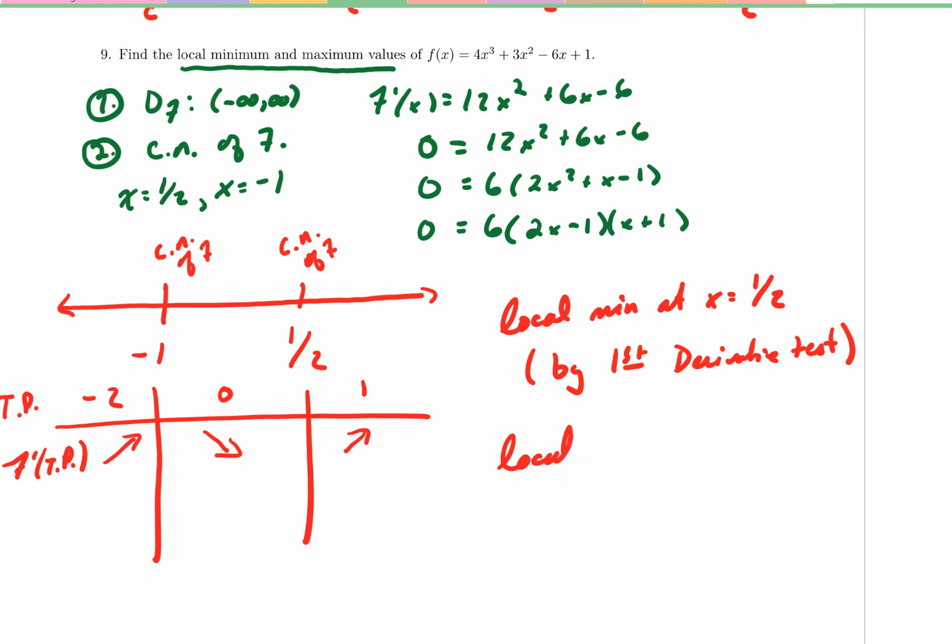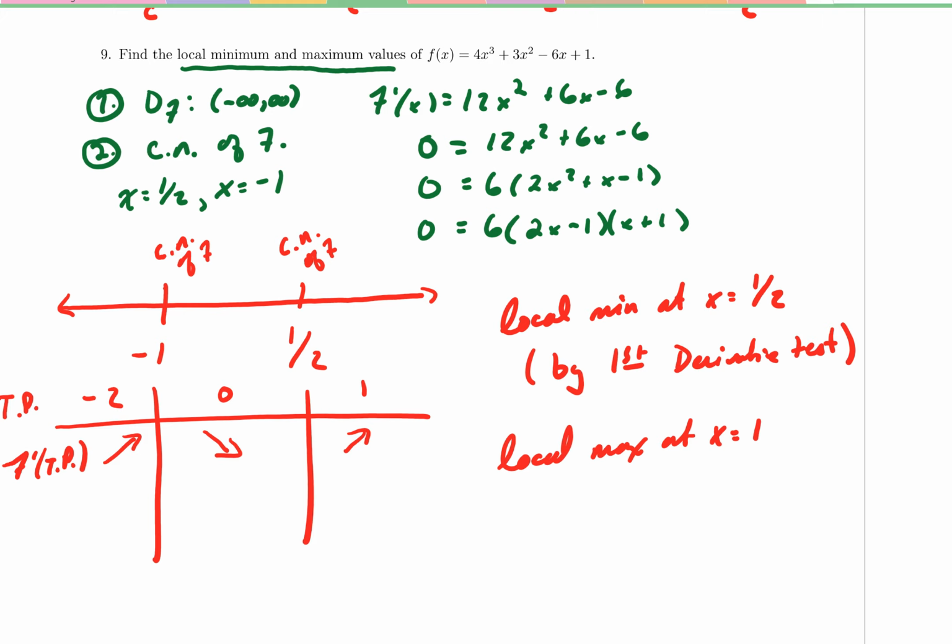Likewise, we can see that we have a local max at x equals -1. How come? Because before I got to -1, the function was increasing. After I left -1, the function was decreasing, and the function was defined at -1. Now, the derivative may not be defined at -1. I could have a cusp or a corner at -1, but the function's defined there, so I don't have a hole, I don't have a vertical asymptote, so that means that I must have a local maximum at x equals -1.